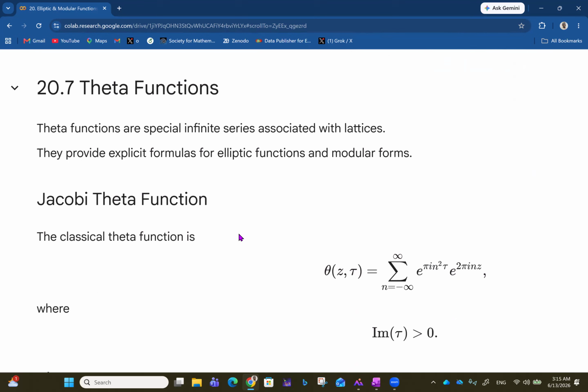The classical theta function is theta of z comma tau, equal to the summation from minus infinity to infinity of e raised to the power pi i n squared tau, times e raised to the power 2 pi i n z, where the imaginary part of tau is greater than 0.